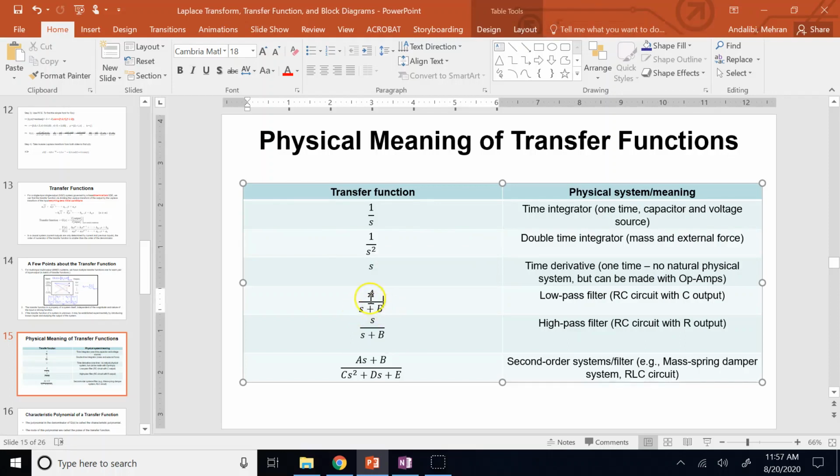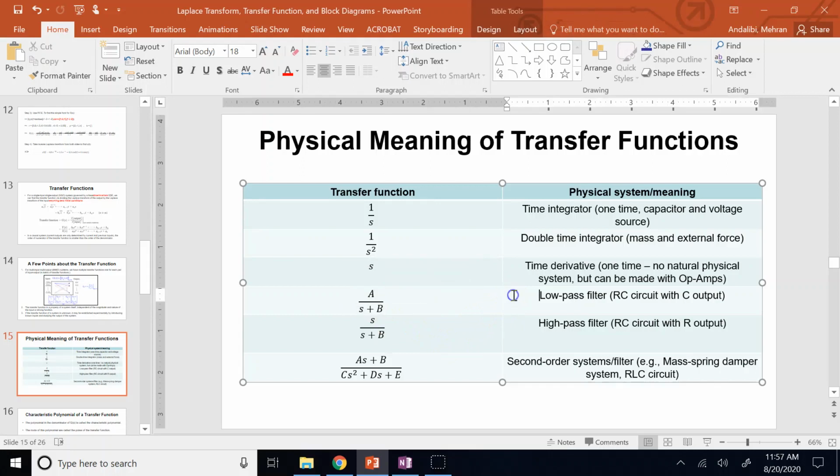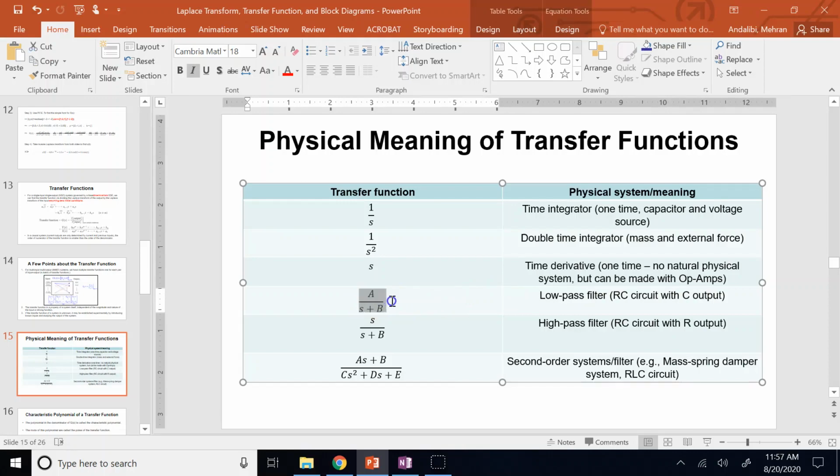A double time integrator. If it's a rational function, linear like this, A over s plus b, what does that mean? It means the output is the input passed through a low-pass filter. So if your input has noise in it, has high frequencies, then the output would look like the input, but passed through a low-pass filter, right?